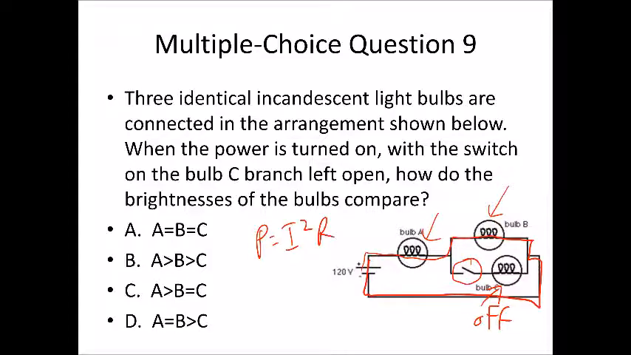So since these are in series with each other, they're going to have identical currents. They're the same kind of light bulb, so they're going to have identical resistances. That means they're going to dissipate the same amount of power and therefore have the same brightness. So bulb A and bulb B are going to have the same brightness, and they're both going to be brighter than bulb C. So we're looking at answer D as the correct answer here.